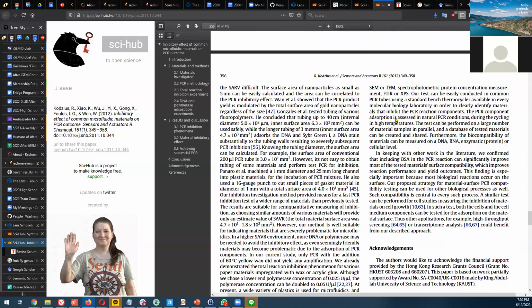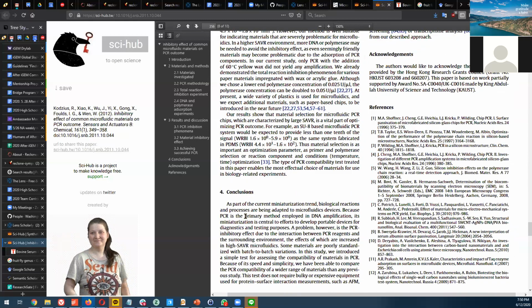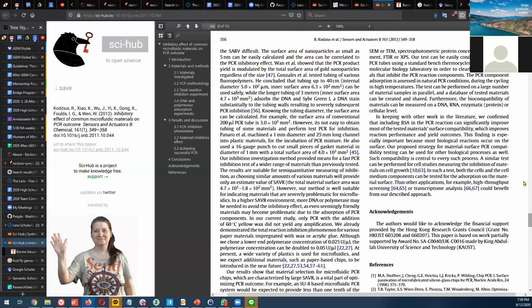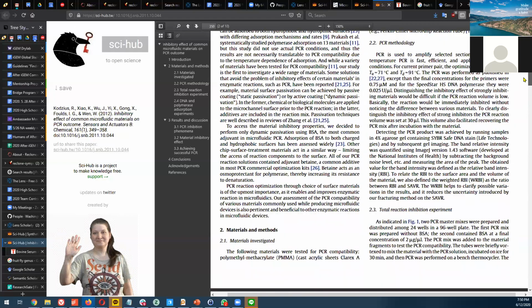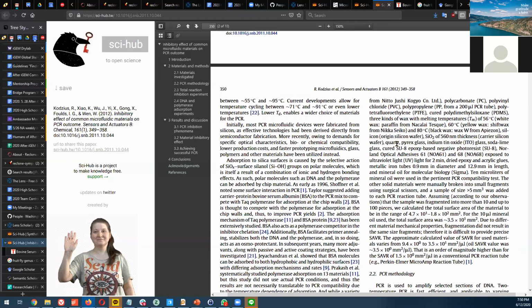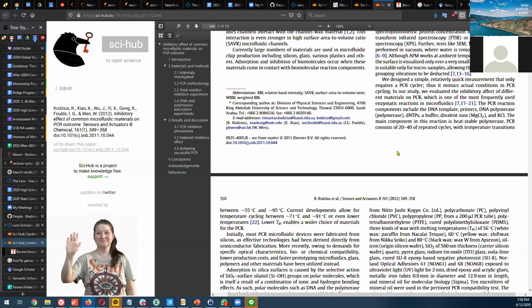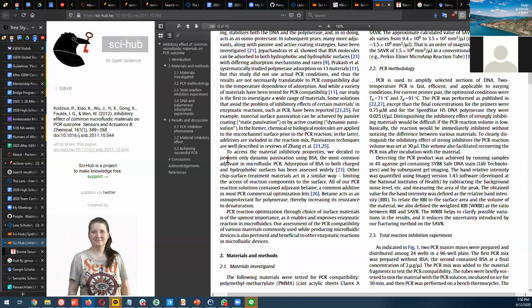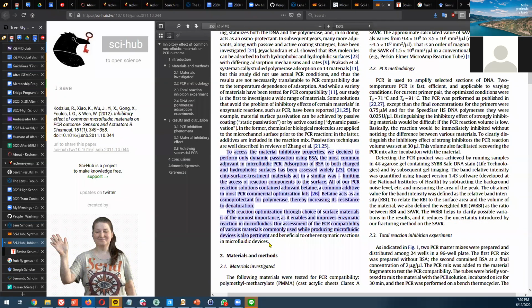I'm going to instead skip to the conclusion. Or sorry, I'm going to go back to the introduction actually and try to find out what exactly they were trying to test and prove. So I'm going to go to the end of the introduction. That's usually a good place to go to. And I'm reading here, "to assess the material inhibitory properties, we decided to perform only blah, blah, blah."